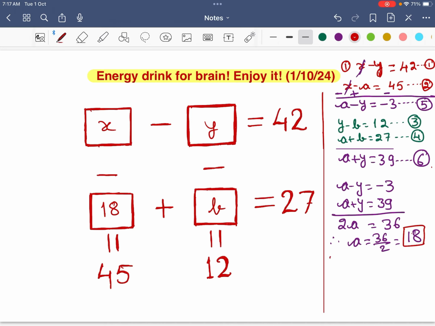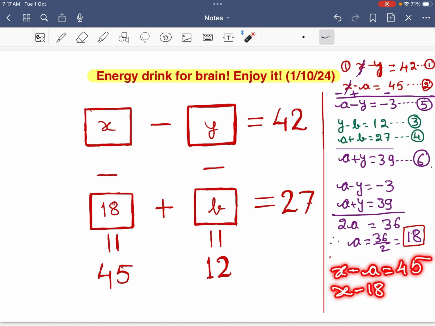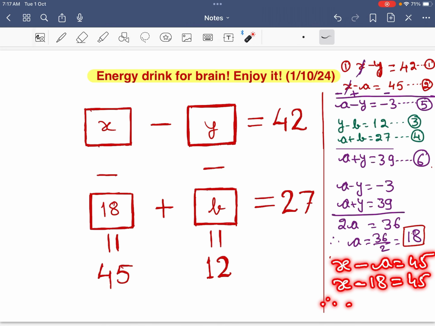Okay, so x minus a, I am using x minus a is equal to 45, right? So x minus 18 is equal to 45. Therefore, x is equal to 45 plus 18. Okay, 45 plus 18, 5 plus 8, 3, and 1 carry over, 4 plus 1, 5 plus 1, 6. So x will be 63.